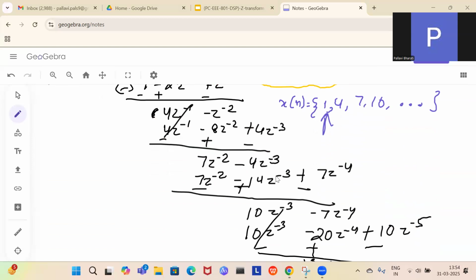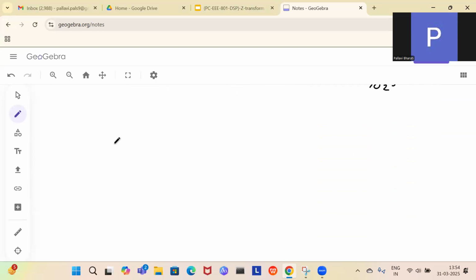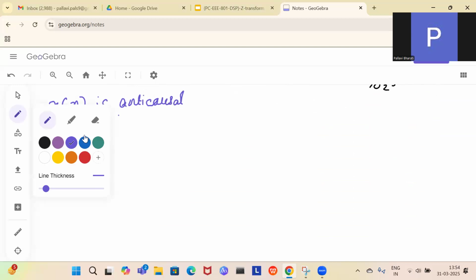Especially, if you are trying to, okay, first let us understand the anti-causal part, then I will tell you about the other thing. Okay, so yes. So when xn is anti-causal, now we are going to do when xn is anti-causal. At that time, you have to find it out. Let's change the color to black.